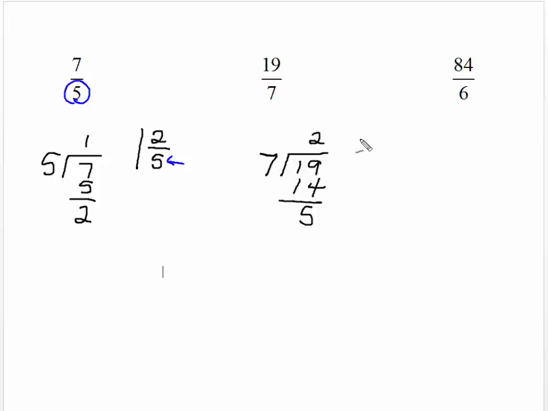So again, the 2 is my whole number. This number here becomes my whole number. And then the remainder becomes the top, or the numerator, of the fraction. And there we go. Let's do this last one.